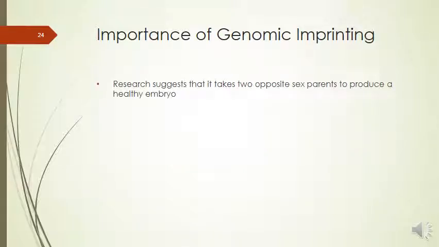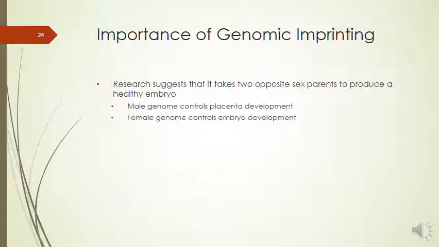Again, research suggests that it takes two opposite sex parents to produce a healthy embryo. The male genome controls the placenta development. The female genome controls the embryo development. Genomic imprinting may also explain incomplete penetrance, which we will be discussing in a couple weeks. It also may be a concern in assisted reproductive technologies.